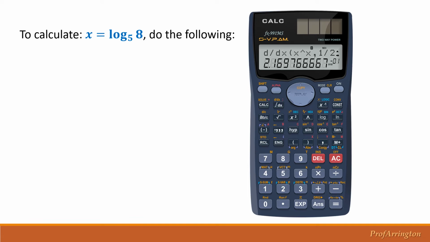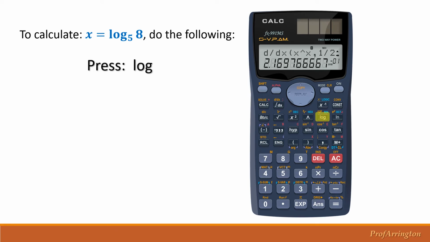To do the calculation of log base 5 of 8, you first take the logarithm in either of the bases of the number, in this case the log of 8, and divide it by the log of whatever the base is, in this case the log of 5. So for this problem, you would say the log of 8 divided by the log of 5. And with this calculator, it would look something like this.